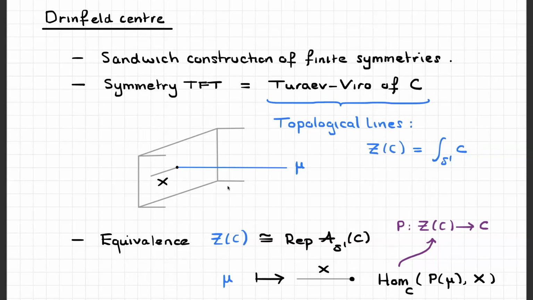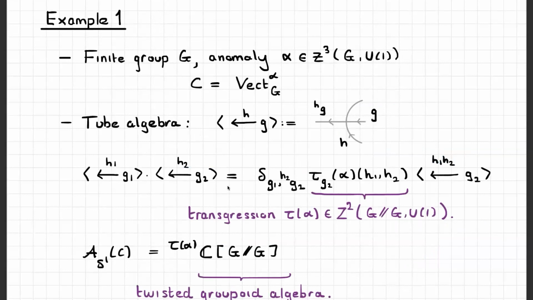So let me give then a couple of examples. Let me first look at the case where the symmetry is in fact invertible. And so here, that means that we're dealing with a finite group, G, and it might have an 't Hooft anomaly, which I'm assuming, in a nice bosonic world, is labeled by some group 3-cocycle, alpha. And so the symmetry category, the fusion category C, is just given by G-graded vector spaces, where the monoidal structure is twisted by this 3-cocycle. So it's written in this way.